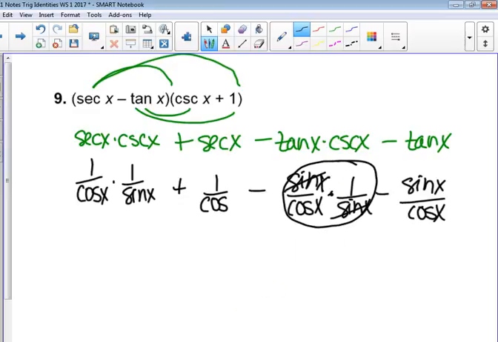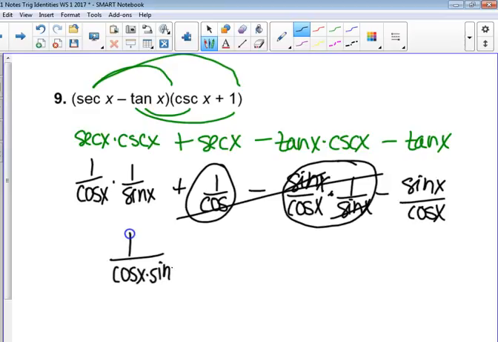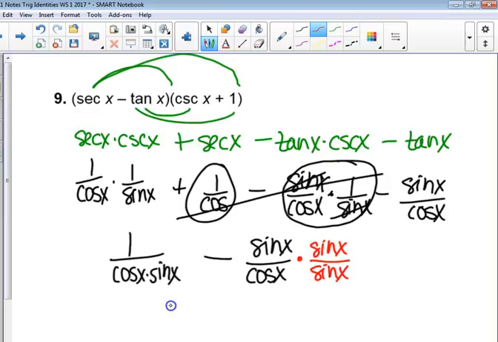Then this is a 1 over cosine, and this is a 1 over cosine, and it's being subtracted, right? So that's gone. That's 0. What else? Yeah, this is 1 over cosine times sine. Emerald says we need a common denominator. We can't cancel because there's a minus in here. We have to multiply this by sine x over sine x so that we have a common denominator.